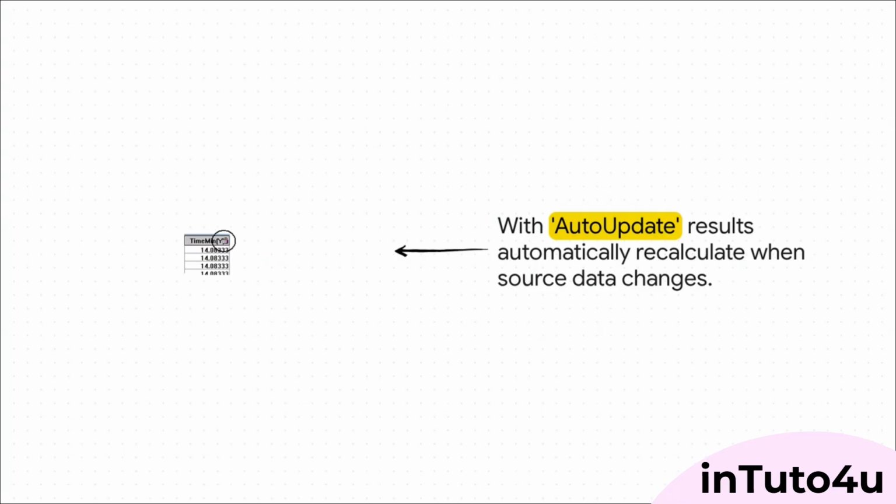Now this is where it gets really clever. See that little lock icon? When you have auto update on, Origin creates a live link between your calculated column and its source data. So what does that actually mean? Well, if you go back and fix a typo in your raw data, the lock icon will flash and your entire calculated column updates automatically, instantly. It's a huge time saver and ensures your analysis is never out of sync.